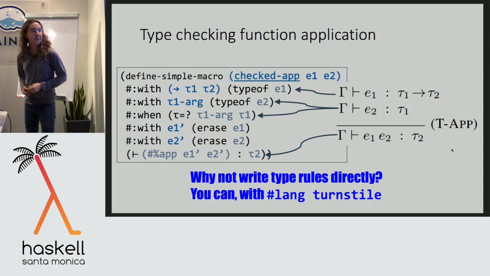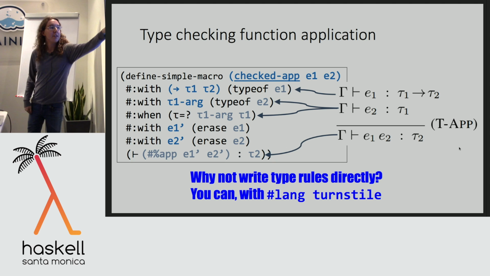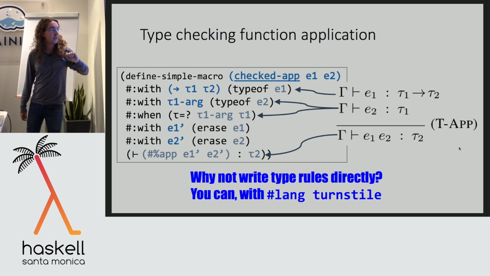Quick question. Pretty simple, but so checked app E1, E2, what do E1 and E2 do? So this is a macro, so this is operating syntactically. When you have some macro invocation, these are two pieces of syntax. They're pieces of the syntax tree. Because this is a Lisp, this is really easy to do, because they're just big trees of parenthesized expressions. So when you actually use this, it would look just like this.